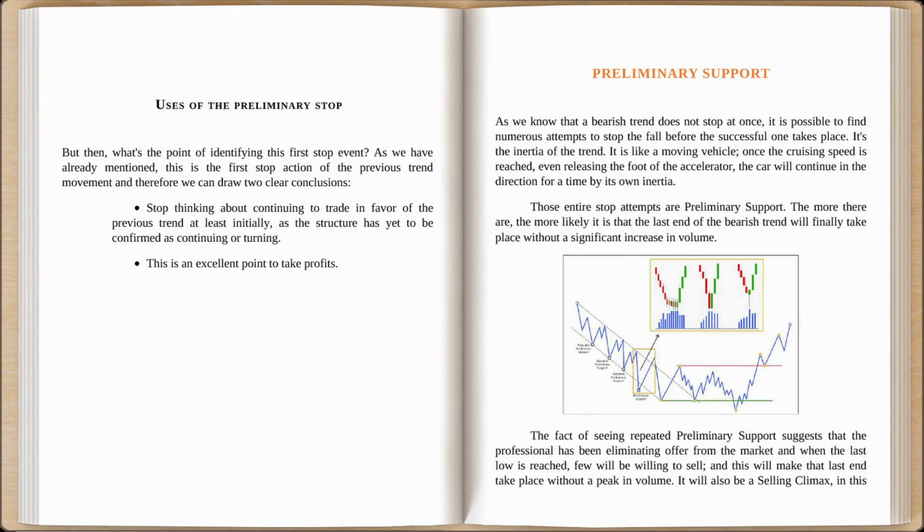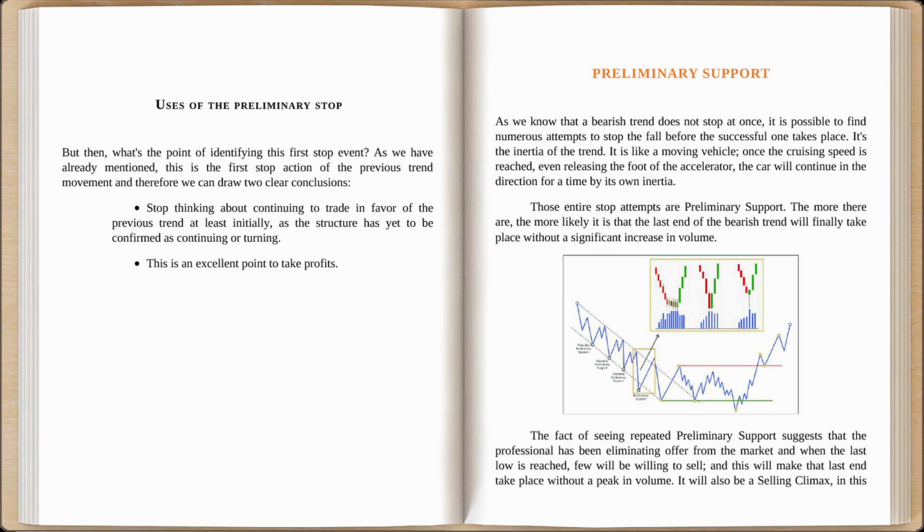Uses of the preliminary stop. But then, what's the point of identifying this first stop event? As we have already mentioned, this is the first stop action of the previous trend movement, and therefore we can draw two clear conclusions. Stop thinking about continuing to trade in favor of the previous trend, at least initially, as the structure has yet to be confirmed as continuing or turning. This is an excellent point to take profits.